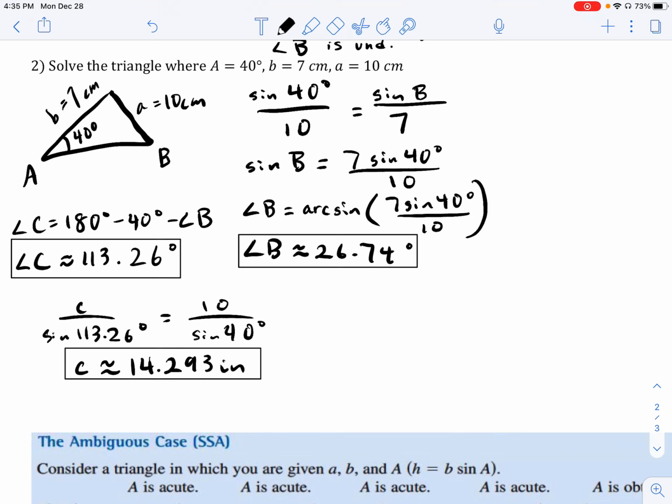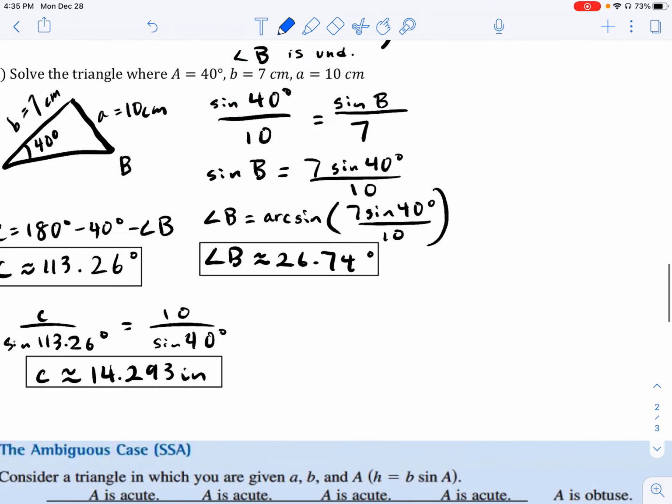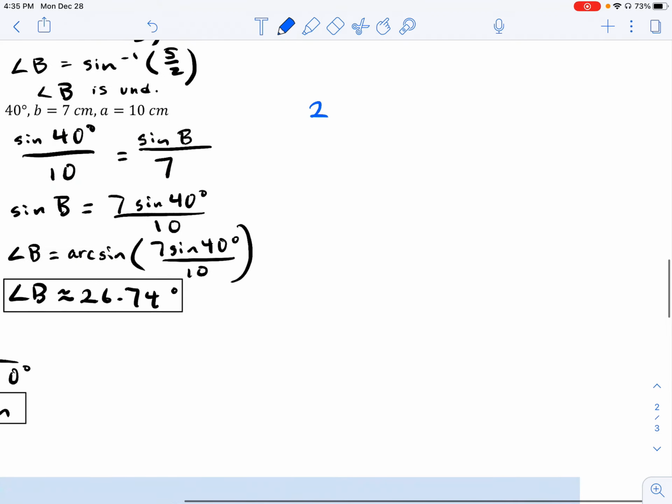Because this is an ambiguous case, we want to consider the possibility that a second triangle exists. And I want to do this in a different color here. So I'm going to label this as such. Second triangle as a question. Does the second triangle exist? Well, how would we know if the second triangle exists?